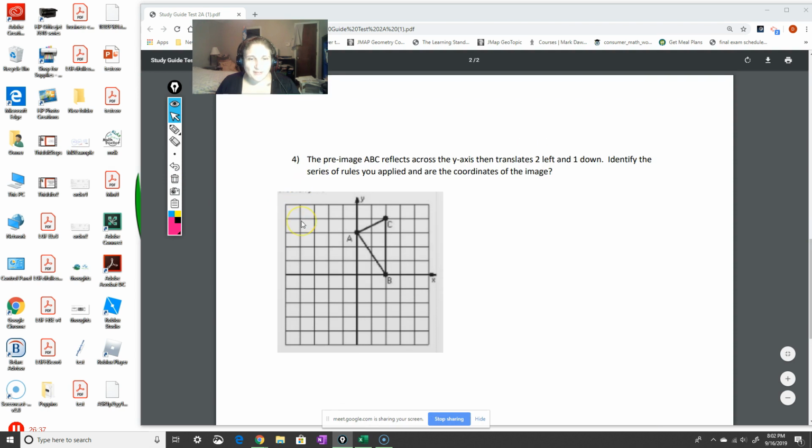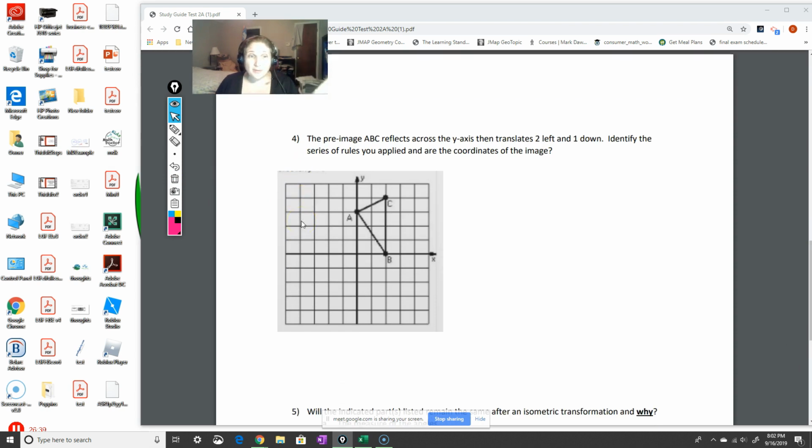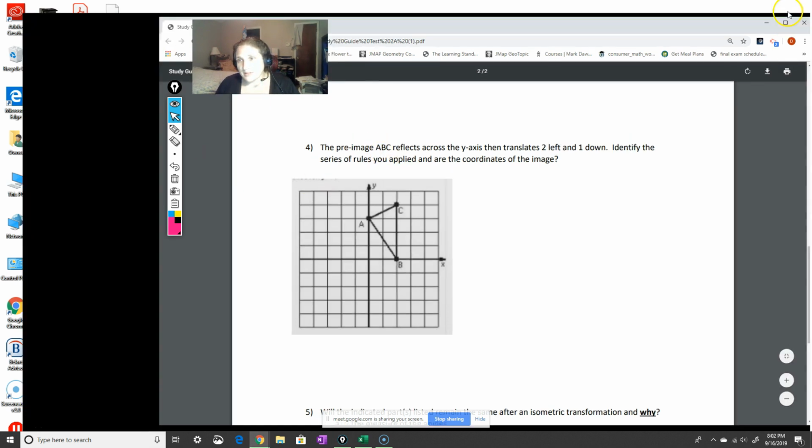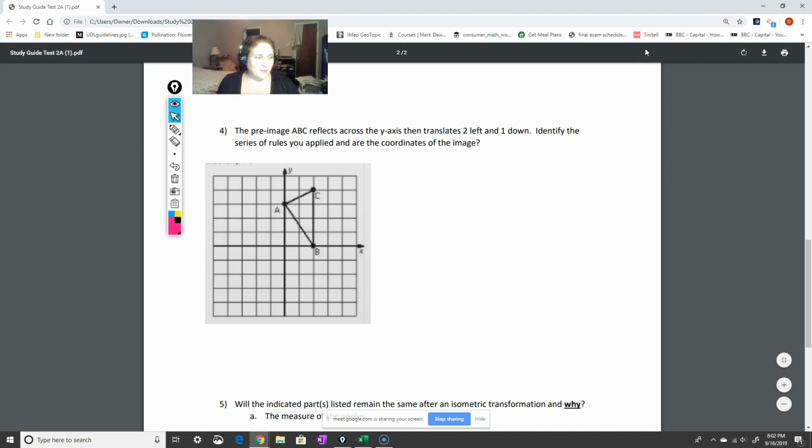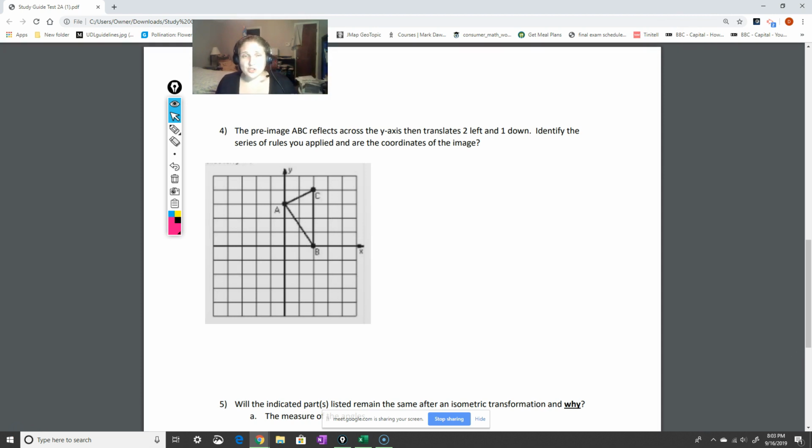All right. So now we've got the pre-image. This is another type of question that you're going to have where you have to determine what happens. So the pre-image of ABC, y'all don't need to see it on my screen. The pre-image of ABC reflects across the y-axis and then translates 2 left and 1 down. So here we're going to just draw it. You won't be able to draw it because you're going to be on the computer, but I'll try to have graph paper so you can sketch it.